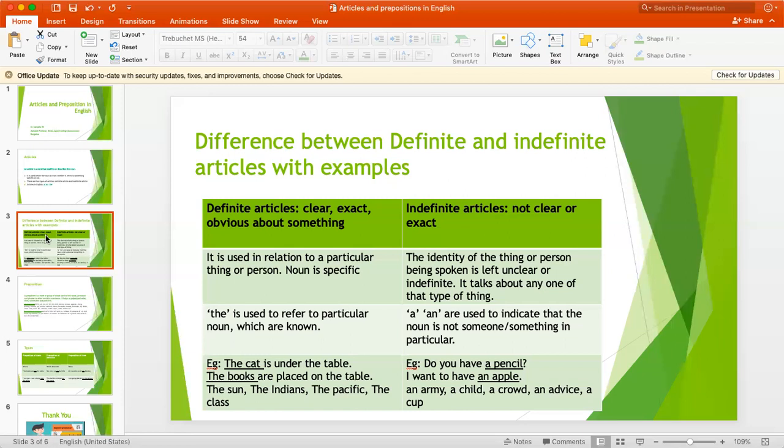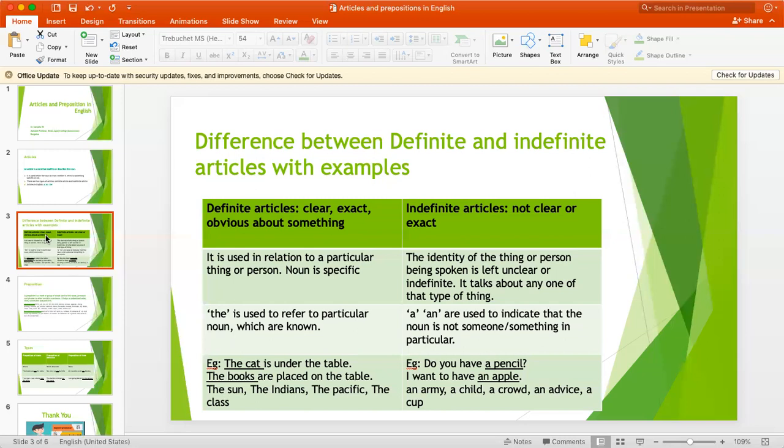Here I have given some examples: the Pacific, the river Ganges, or the Yamuna. And also, for example, the class. When I say the class, I am specifying a specific group of students who belong to one class.